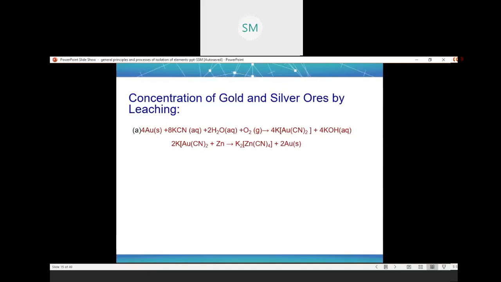Similar is the leaching method of silver. Silver also is treated with a dilute solution of sodium cyanide so that sodium dicyanoargentate is formed. From sodium dicyanoargentate, silver is recovered by treating with zinc.